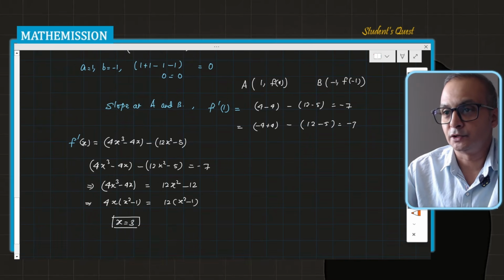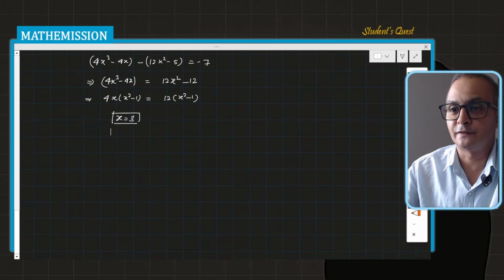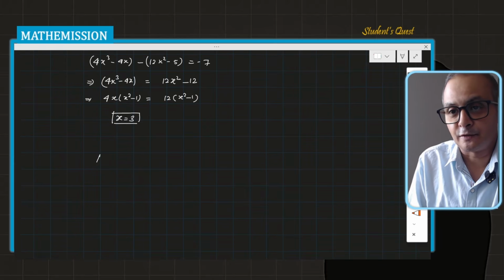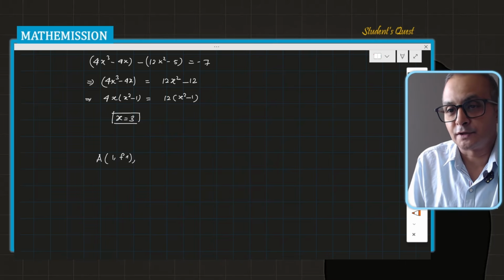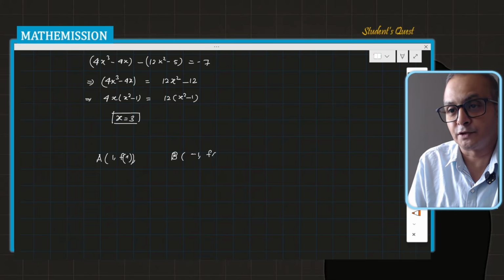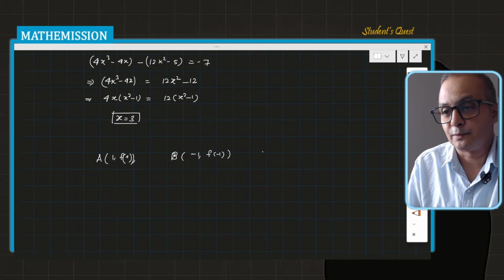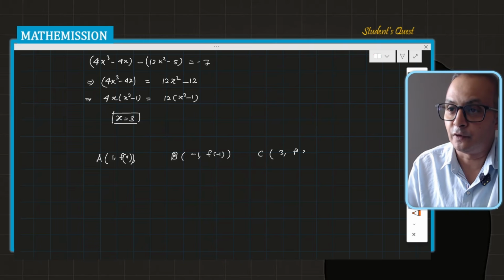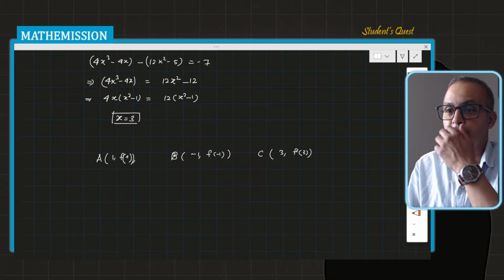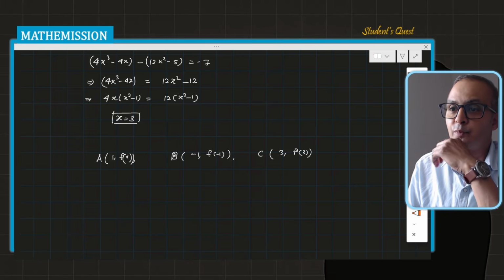So at 3 also we have to find out what point we are getting, what coordinate. So let's just find the coordinates. I have 3 points basically. The first point A is 1 comma f of 1. The second point B is minus 1 comma f of minus 1, and the third point C is going to be 3 comma f of 3.